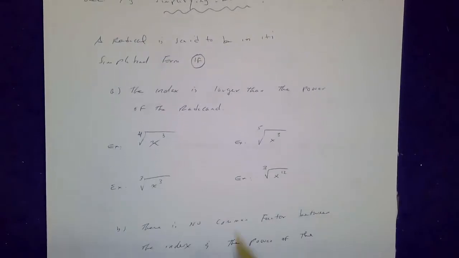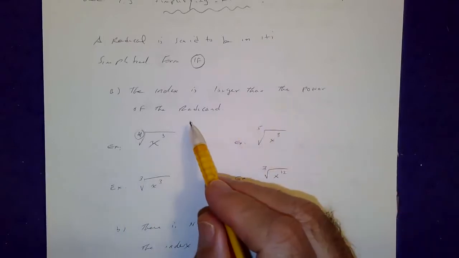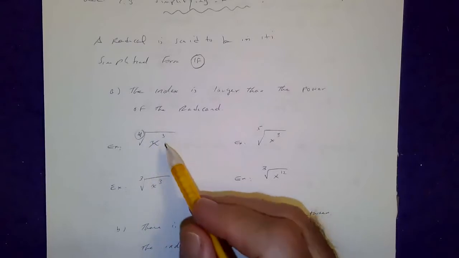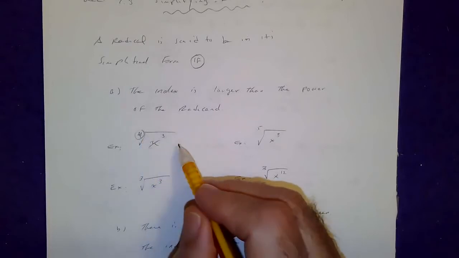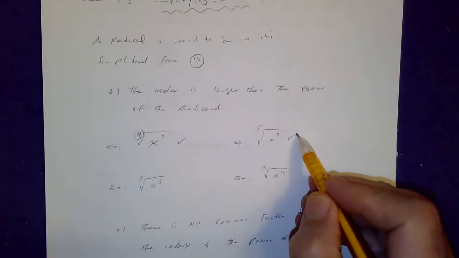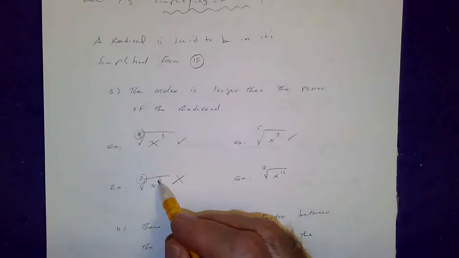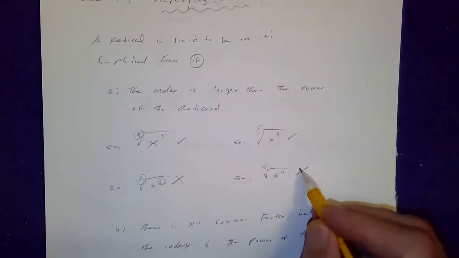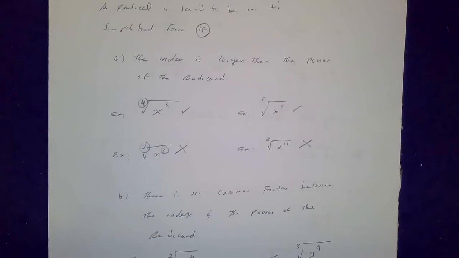First condition, the index, the number inside the V shape, is larger than the power of the radicand. So these should not be equal, and this number should not be greater than that number, correct? So this one is in simplified form, that one is in simplified form, but this one is not, because the index matches the power of the what? Radicand. The index is larger than the power. Here, this one is not simplified because the index is smaller than the power of the radicand.